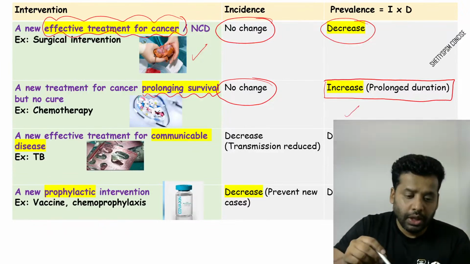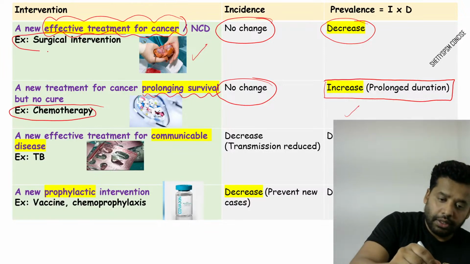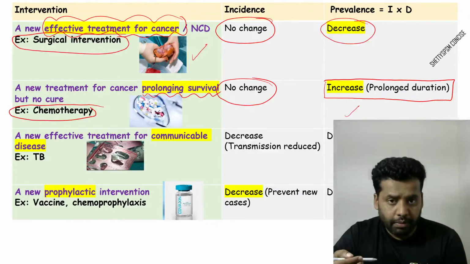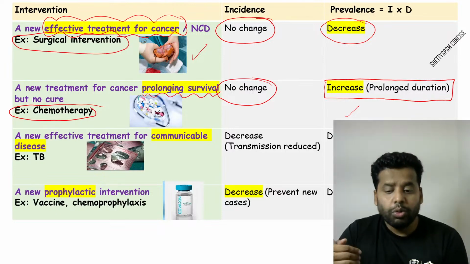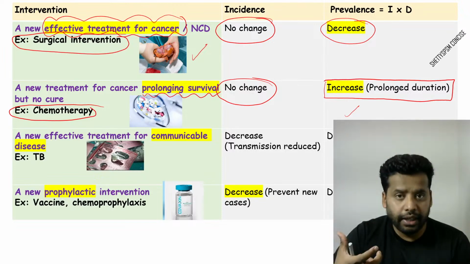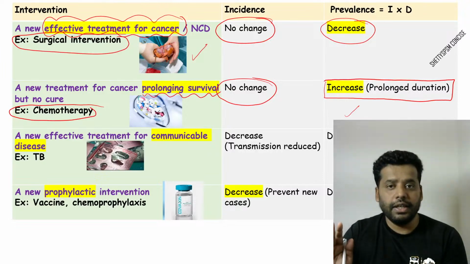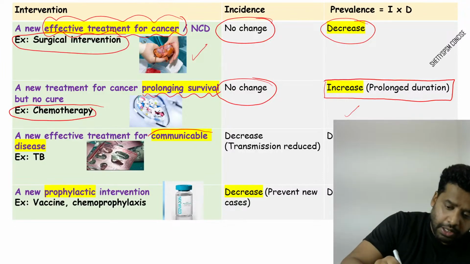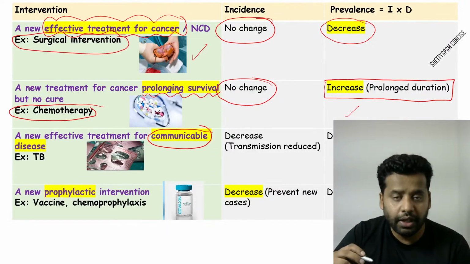So if they frame this question, chemotherapy, surgical intervention, see the words properly. Surgical intervention means cure. Prevalence will decrease. Prolonging the survival means duration is increased. So on one side prevalence will decrease, on the other side prevalence will increase. In case the question comes on communicable disease, highlight this, good. I'll be giving the PDFs for you, whatever I'm using here.